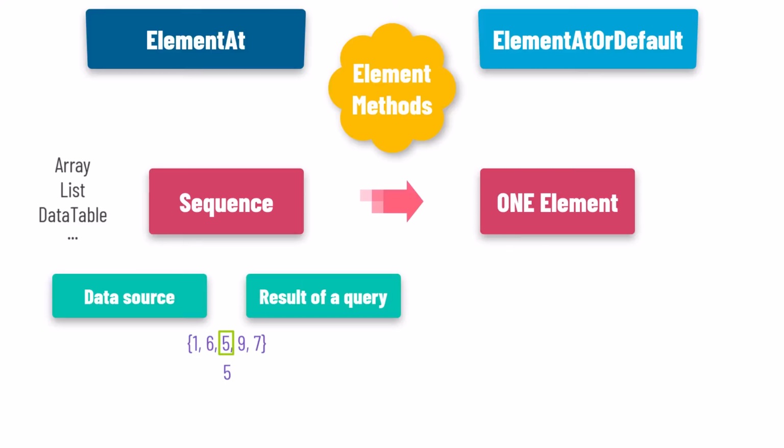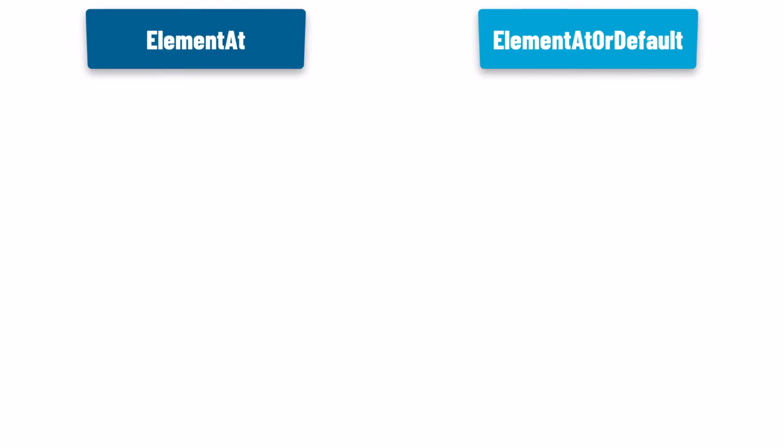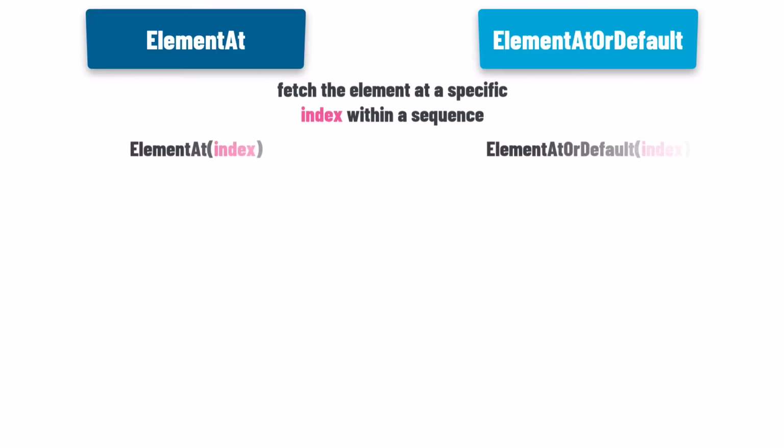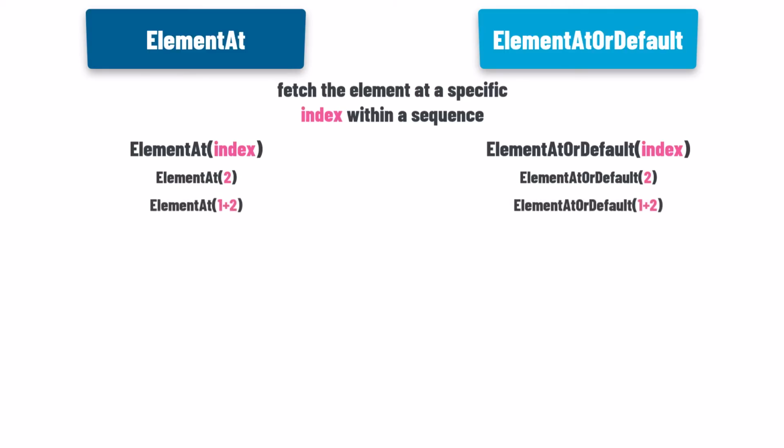Today, we're discussing the first two of these element methods, ElementAt and ElementAtOrDefault. Their primary role is to fetch the element at a specific index within a sequence. You'd typically provide an integer index, like 2, to get the desired element. Alternatively, you can also use an expression that results in an integer, such as 1 plus 2. Remember, indexing starts from 0. So, 0 refers to the first element, 1 to the second, and so forth.